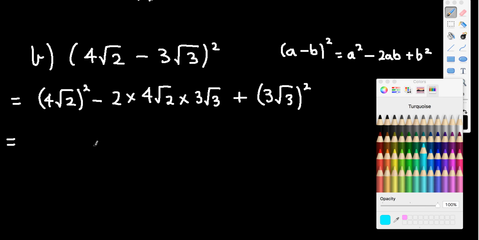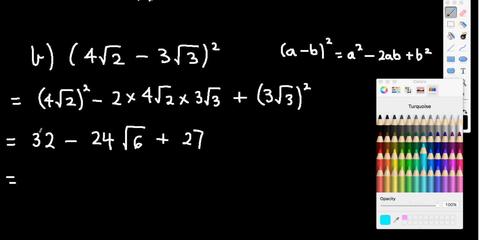Okay, let's have a look at this then. 4 squared is 16, 16 by root 2 by root 2, which is 2. 16 by 2, 32. Minus 2 4s are 8, 8 3s are 24. Root 2 by root 3 is root 6. Plus, now I've got 3 squared is 9, but I've got root 3 by root 3, which is 3. So 9 3s, 27.